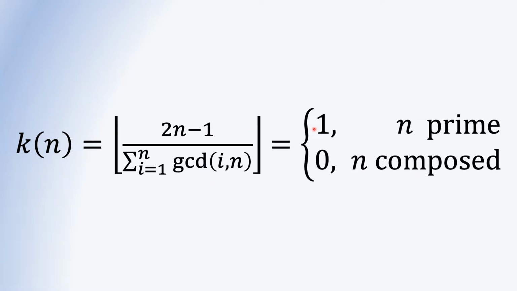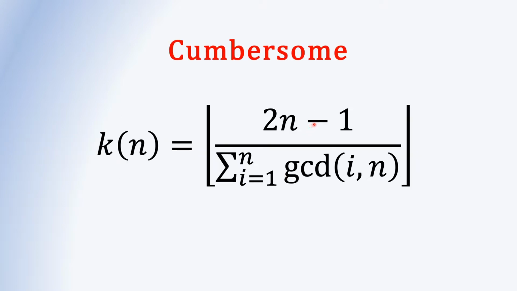We have determined this function in the previous video. It allows us to distinguish between prime and non-prime numbers, as it outputs 1 if the input is prime and 0 otherwise. It may sound cool on paper, but practically this function has significant drawbacks. First, it becomes very cumbersome very quickly.